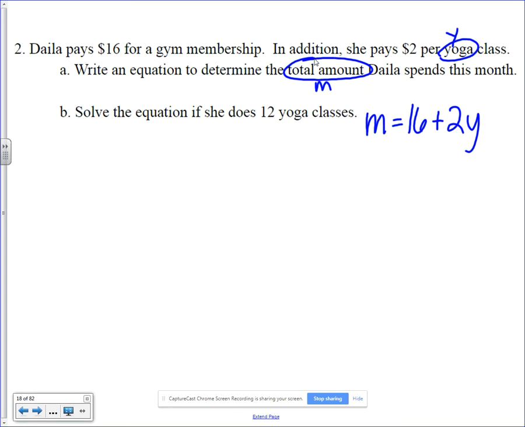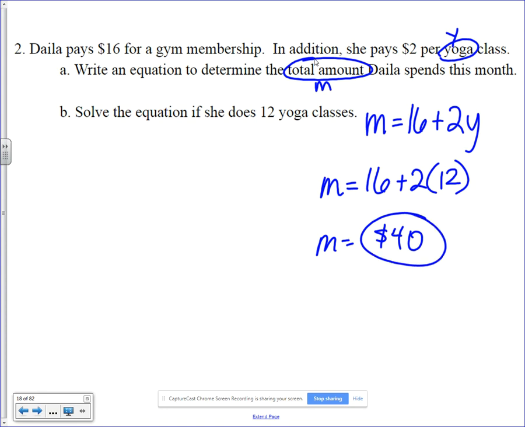All right, letter B now. Solve the equation if she does 12 yoga classes. What are you going to do with that 12? And the Y, right? Okay, here we go. How much is she going to pay that month? $40 even? Questions, folks, before we flip over to the back? We're doing okay? All right.